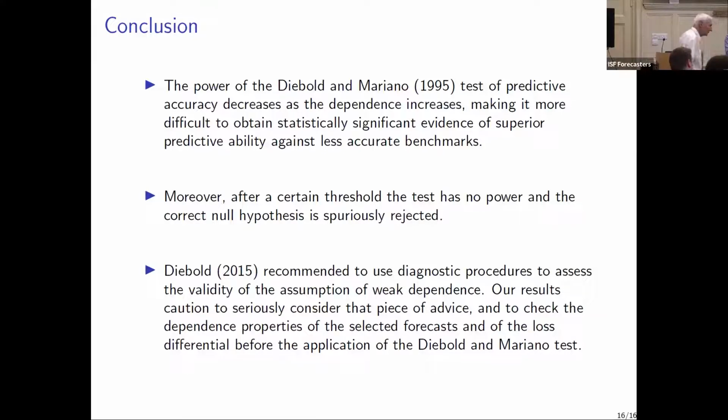Excuse me. First, a comment. I don't think your benchmark is crazy. 2% is the target rate for the European Central Bank. Yeah. And that's why a lot of expert forecasters are actually very close to 2%, so it's not that crazy. But my question is, how does COVID affect everything that you did today?